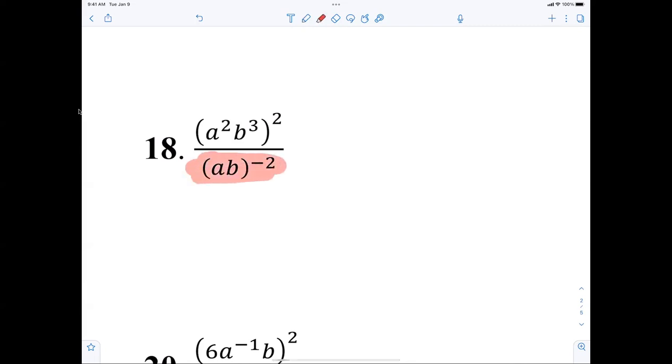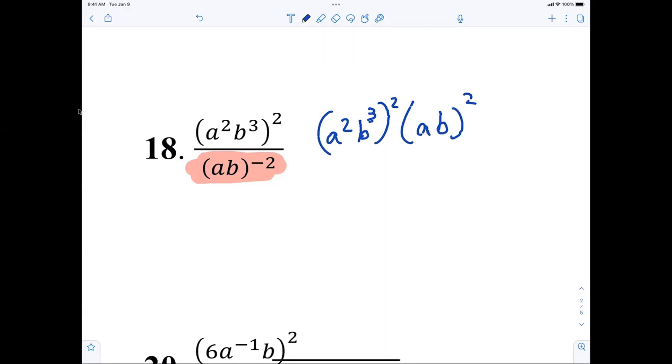What happens to these guys? I have to move them where? To the top. Everybody's seeing that, right? That whole thing is negative, right? So what I'm going to do is I'm going to just rewrite this as a squared b cubed squared ab squared. Did everybody agree with that?